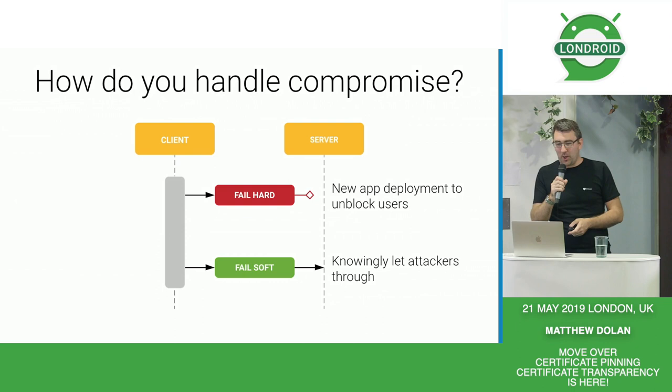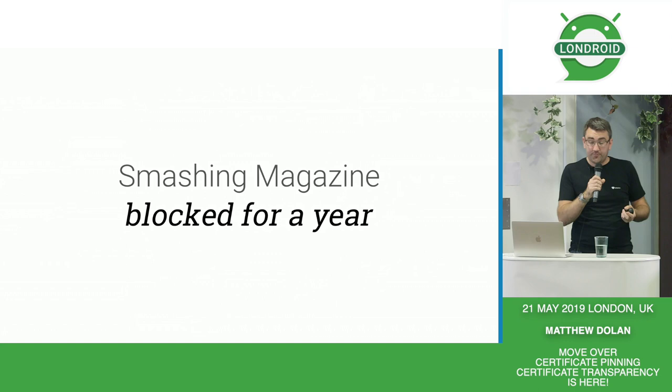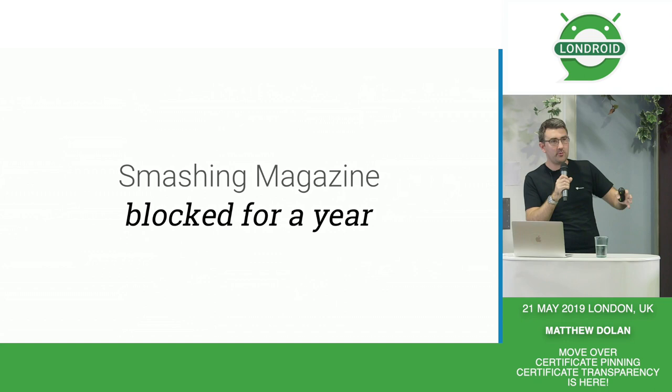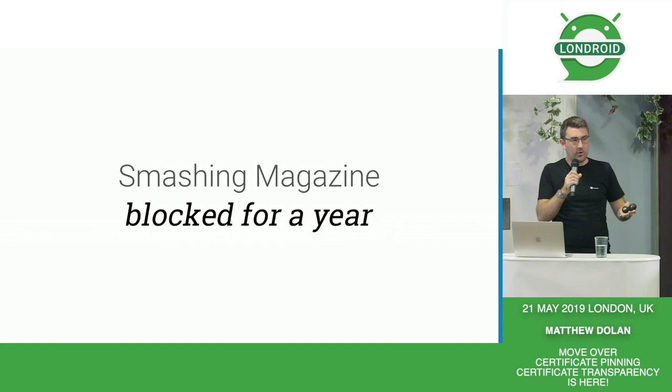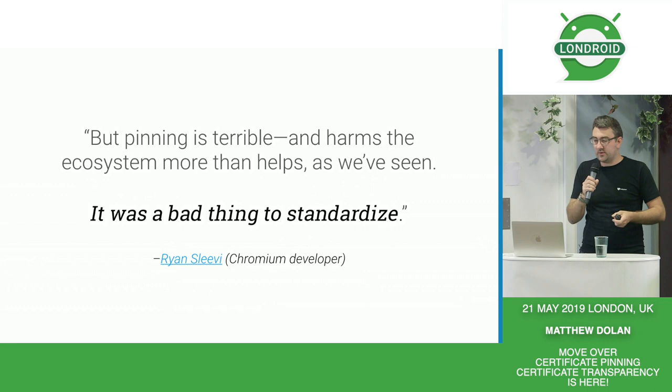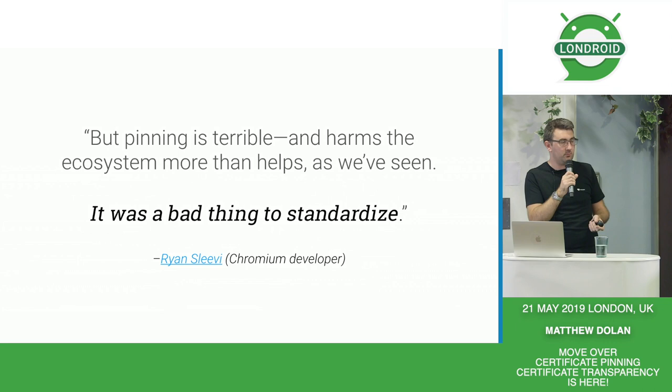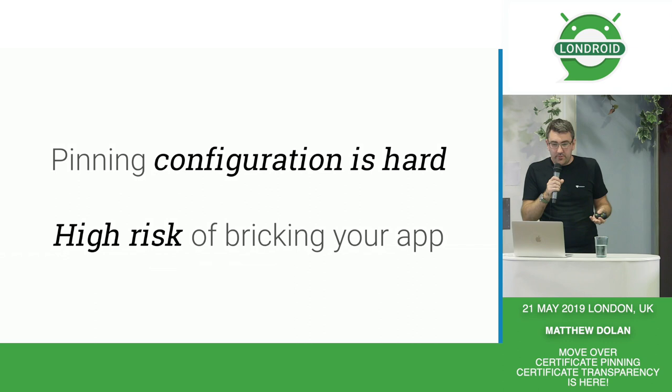Now, in terms of a real-life example, back in 2016, Smashing Magazine needed to rotate their certificates. This is a web example, but it's a very similar situation. Obviously, not everybody visits your website all the time. And when they came to rotate their certificates, they blocked access to a lot of users for about a year. And it's reasons like this that have led Chrome to deprecate support for pinning back in July 2018.